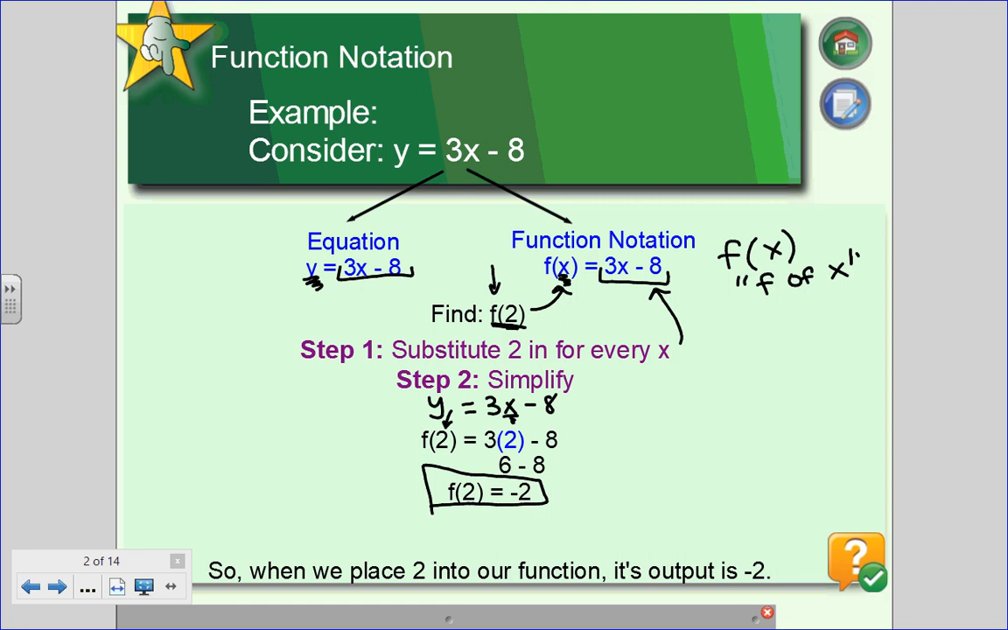The nice thing about function notation is that we can do this process an infinite number of times, substituting various different values for x and finding the different outputs. So we've talked about functions as being machines where we put something into them and then out pops something that we've created. So in this instance, we are putting 2 into our function, and then once we put 2 in, we simplify to get negative 2 out.